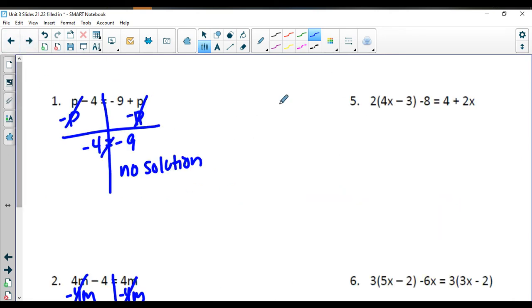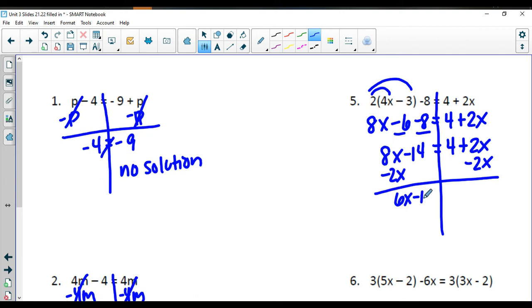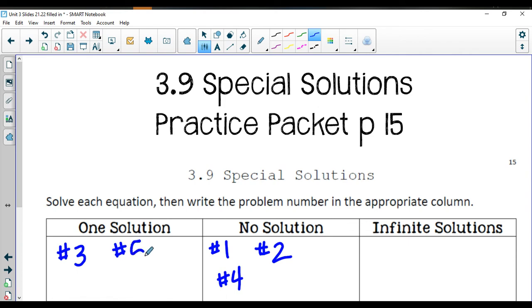At the top of the next column, we're at number 5 then. So we're going to go ahead and distribute our 2. So I get 8x minus 6 minus 8 is equal to 4 plus 2x. Still need to combine my like terms here, so I get 8x minus 14 is equal to 4 plus 2x. Move my smaller of the two variables. 6x minus 14 is equal to 4. Adding 14 to both sides. 6x is equal to 18. Divide through by 6, and we get x equals 3. So this is a one solution problem. So number 5 is a one solution problem.